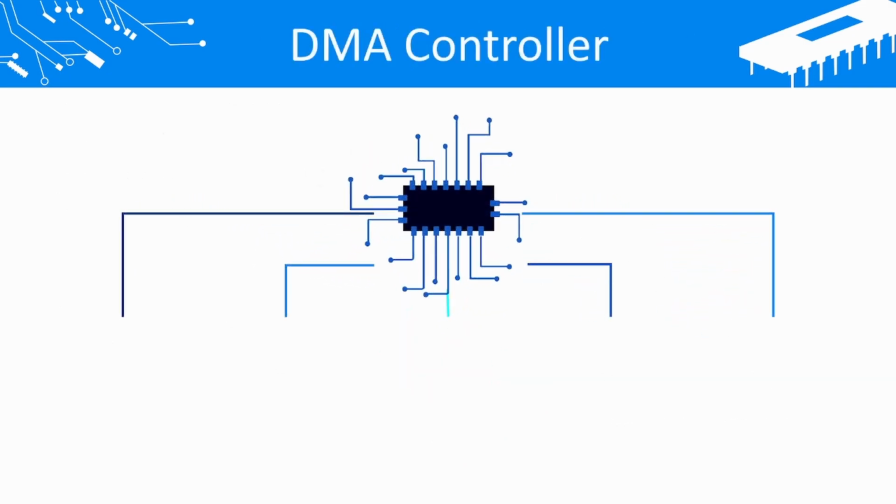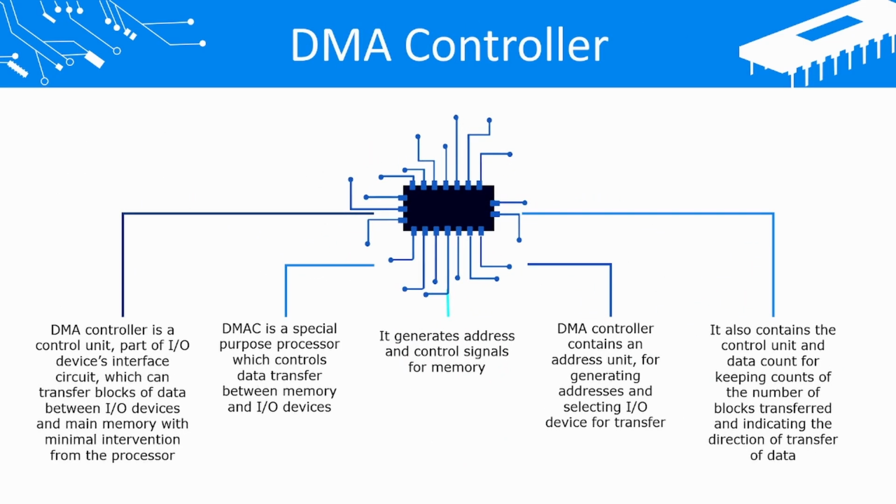Now let's look at DMAC, also known as DMA controller. It is a special kind of hardware device which controls the data transfer between memory and input-output devices with minimal intervention from the processor. It even generates and controls signals for the memory.